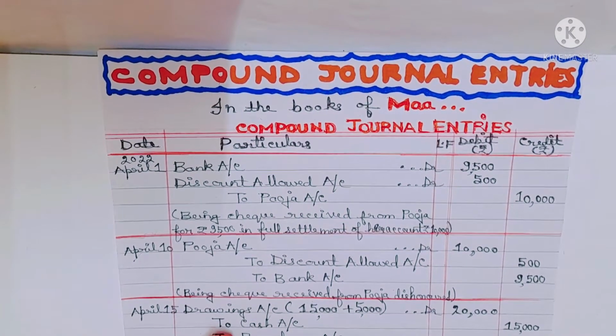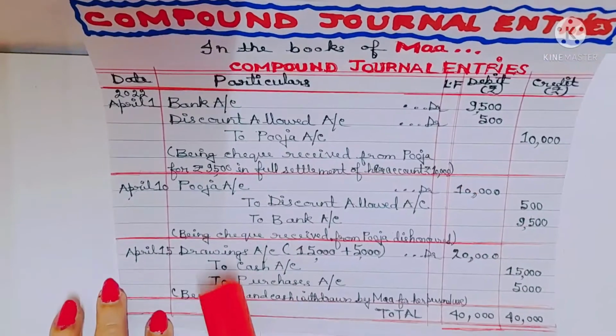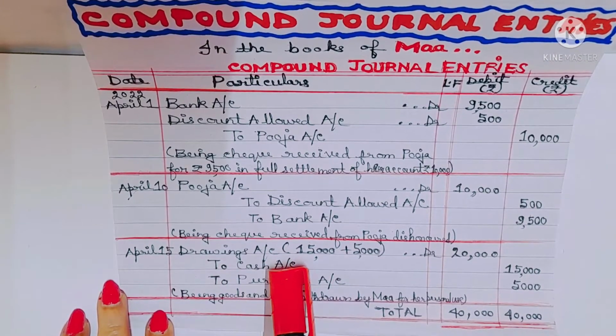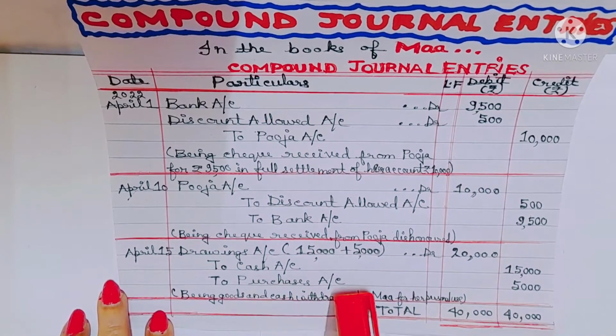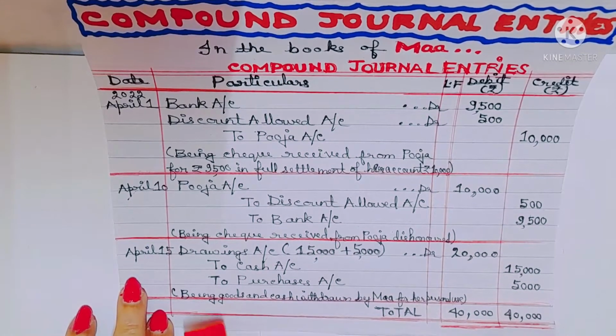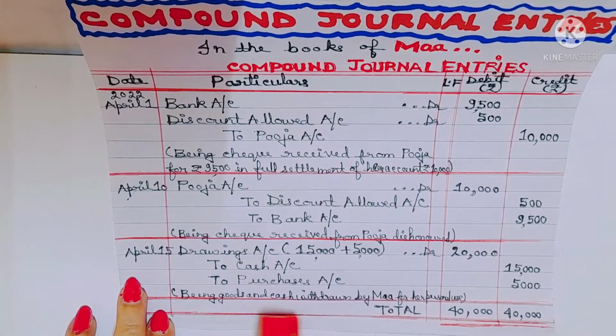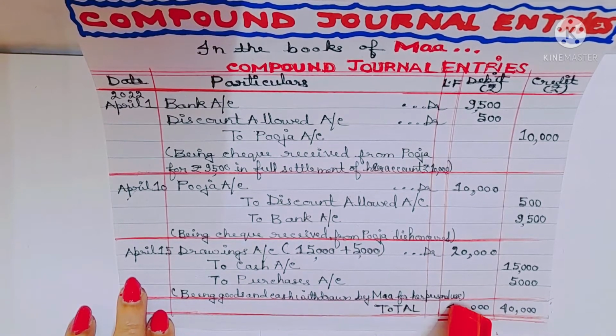Let's see the third journal entry, final journal entry. See, on 15th April, drawings account 20,000. Cash account 15,000, to purchases account 5,000. What has it said? Let's go through the narration. Being goods and cash withdrawn by Ma for personal use.